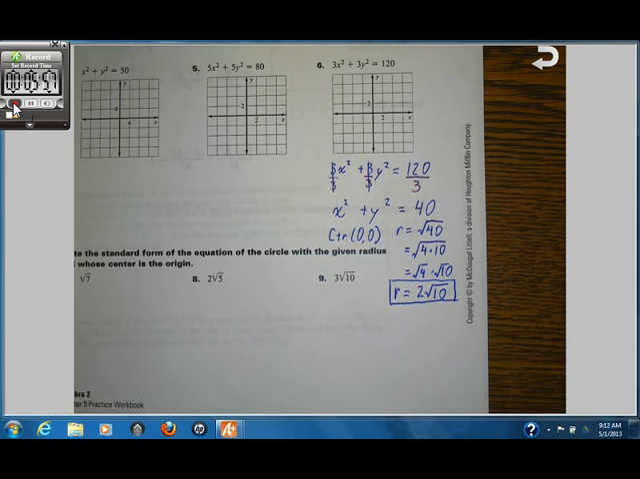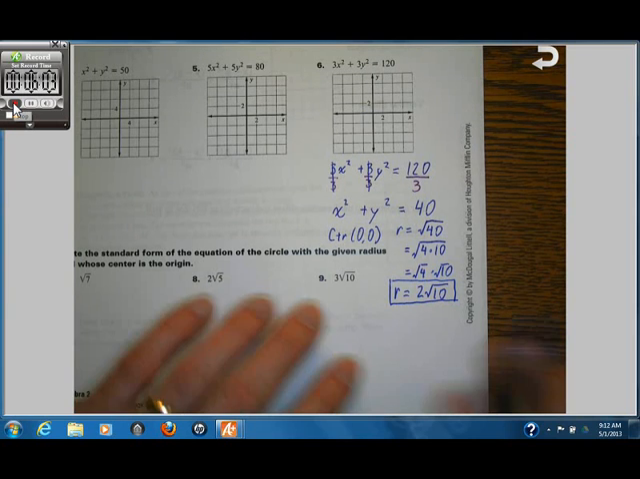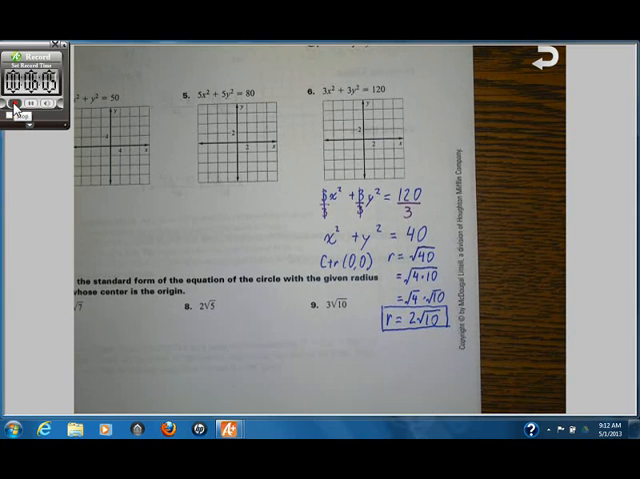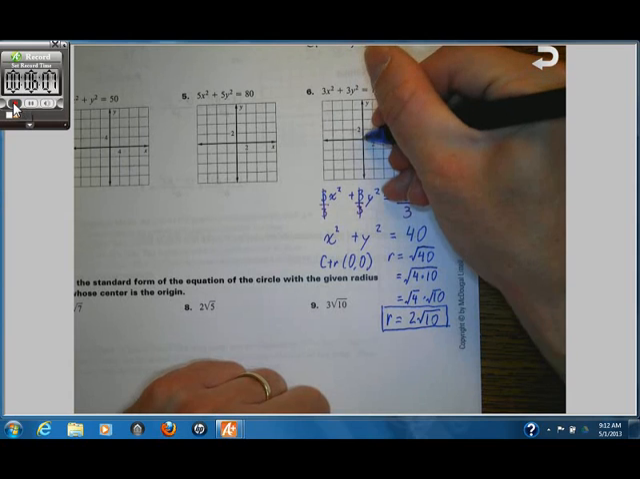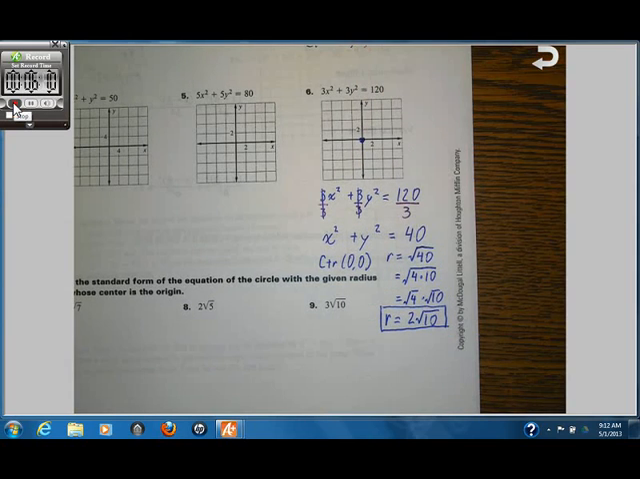Where was our center? I forgot. 0, 0. And root 40 is between what two perfect squares? 36 and 49 are the perfect squares, and the roots are 6 and 7, right? 49 is 7 times 7, 36 is 6 times 6. So we know it's somewhere between 6 and 7, right?